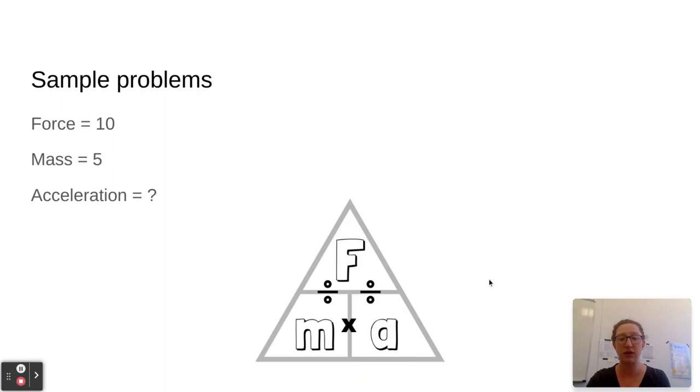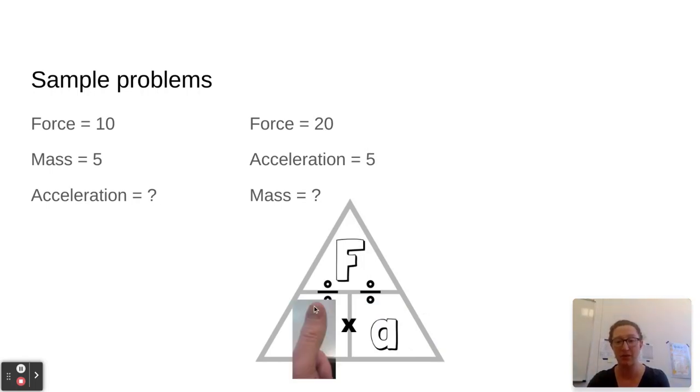So we'll just try a different iteration of this. We know the force is 20. We know the acceleration is 5. What would the mass be? Well, I'm just going to cover mass up there. And then I can see that I have force divided by acceleration is the way I should be working out that equation. 20 divided by 5 would give me a mass of 4.